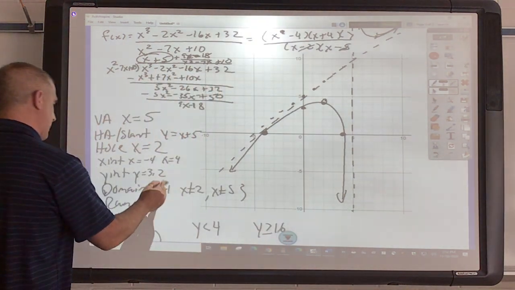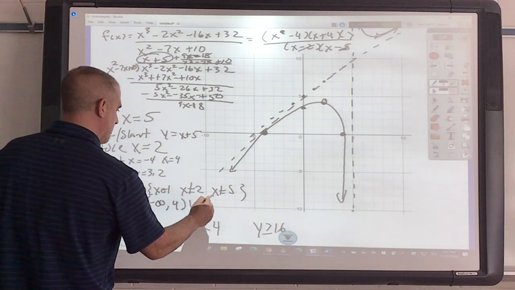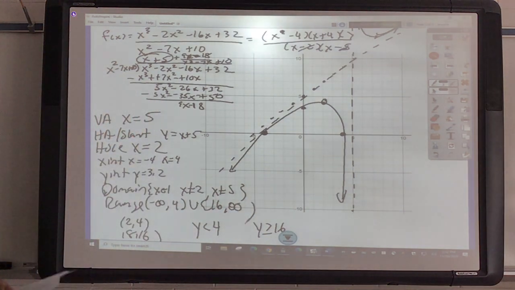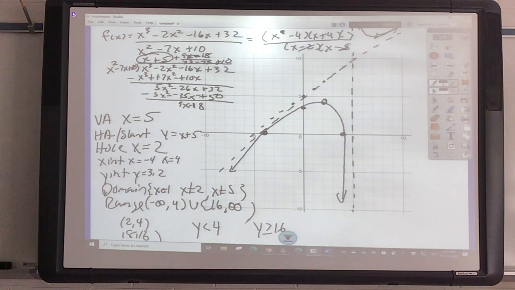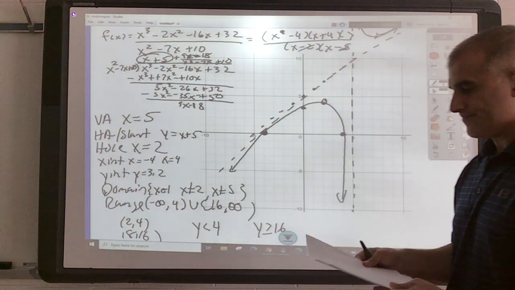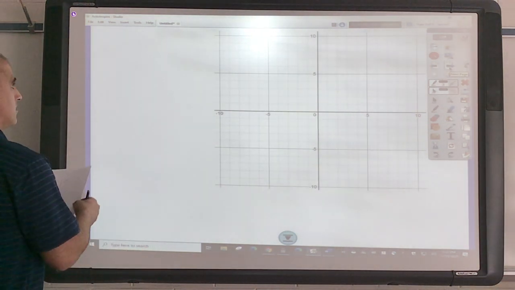So what does that look like? The range would be negative infinity to 4, union 16 to infinity, okay? Not the best of examples, but I think you're starting to get the idea, okay? Let's do one more together.